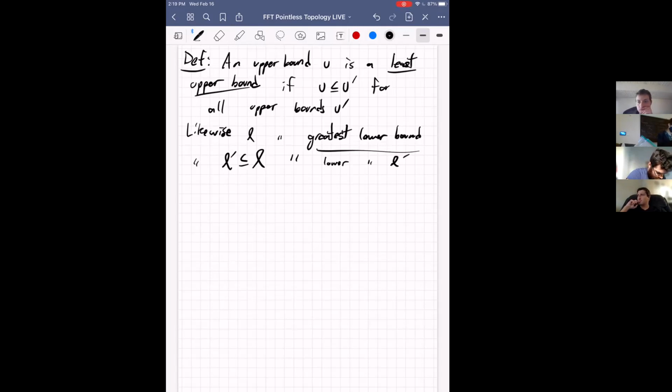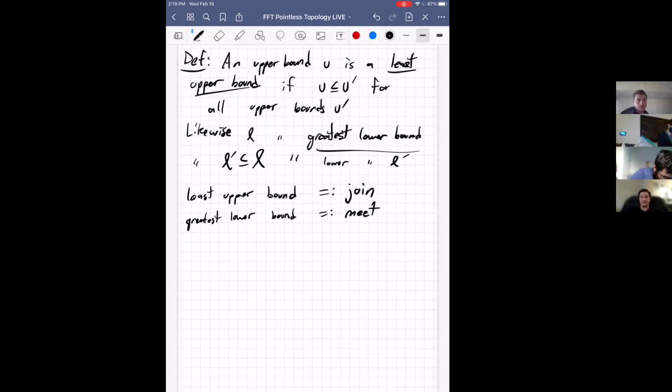So this definition of least upper bound and greatest lower bound. For our purposes, I don't want to have to say least upper bound and greatest lower bound over and over again. So least upper bound is going to be called the join, and greatest lower bound is going to be called the meet.